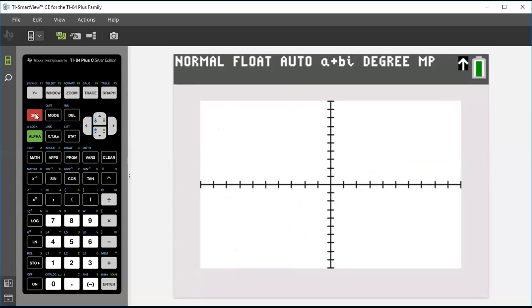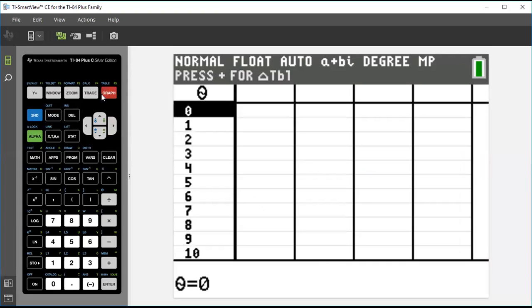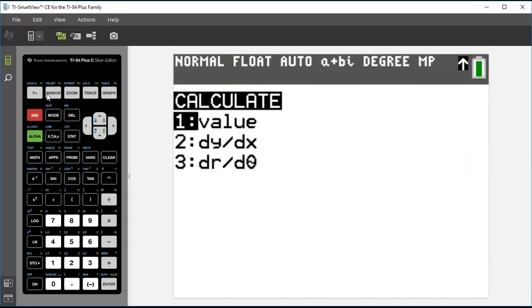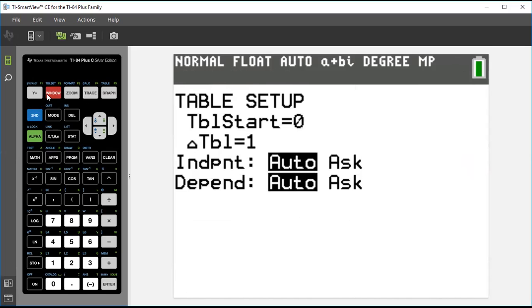And then what we're going to do is change your table into ask mode. So you're going to go second, where is it? Second window. There we go. So second window, and you are going to turn your independent variable on to ask. This is just a quick time saver for you to be able to substitute whatever values you want and get the output values right into your chart. So that key was second window.